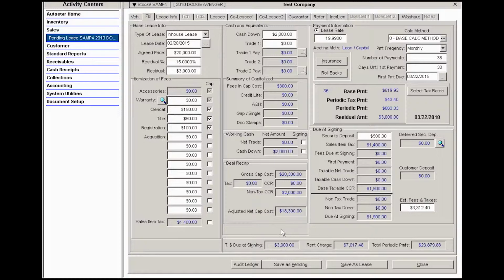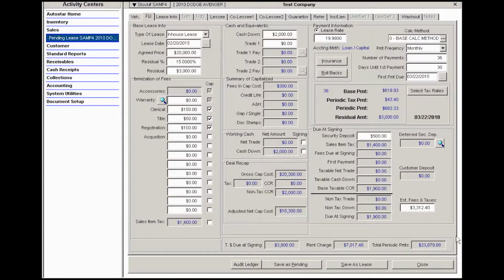And then at the bottom of the screen, I've got my lease summary information. So I've got my total due at signing. I'm going to ask for everything up front. So I've got $3,900 due at signing. My rent charge is $7,017.48. And your rent charge is similar to a finance charge in a retail loan. So your rent charge will be added to your adjusted net cap cost to get you your total periodic payments. So this is the total amount being financed in the lease.